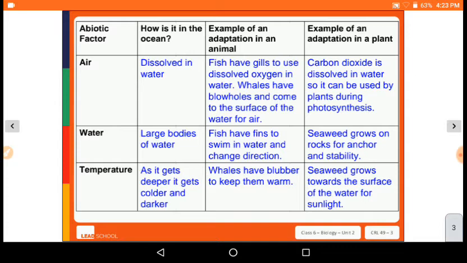So what are the special features that they have? For example, they have lungs, they have gills also, and they have a blowhole for the respiration process. So these are special features. With the help of these features they survive in a particular area or particular water.